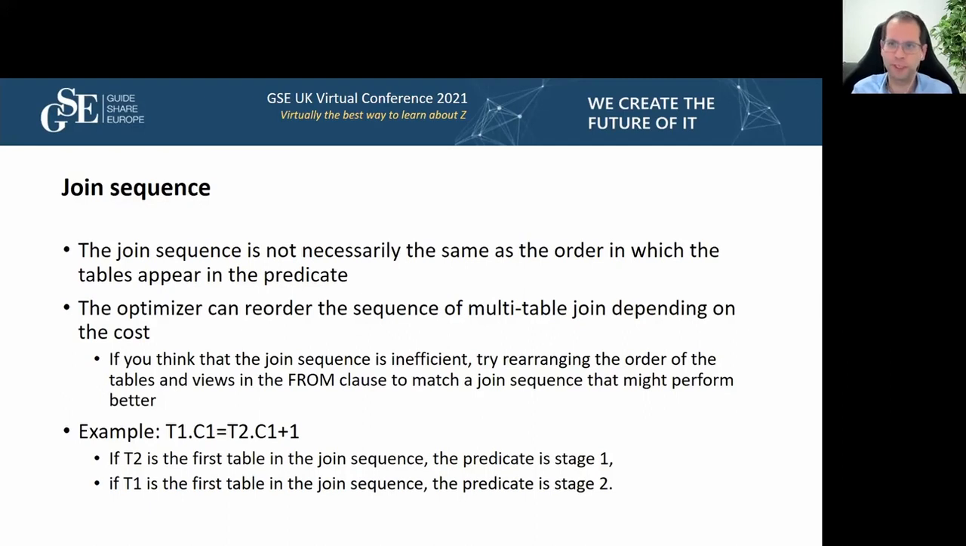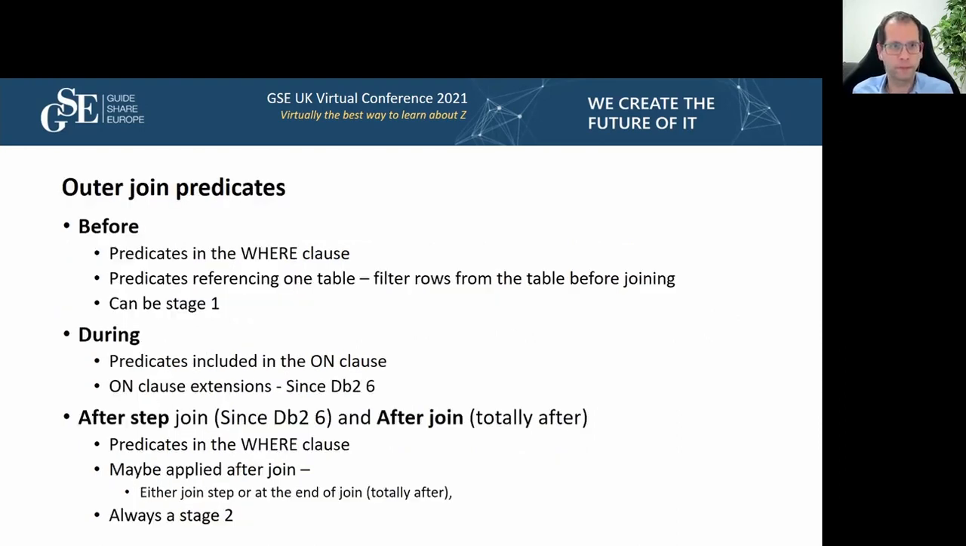So if you do the explain, you might be surprised that, hey, this is reordered. So don't get confused. DB2 is really trying to optimize the query as much as it can. So the point here is that the join sequence is not necessarily the same as the order in which you code them. Now, what can be the join predicates?